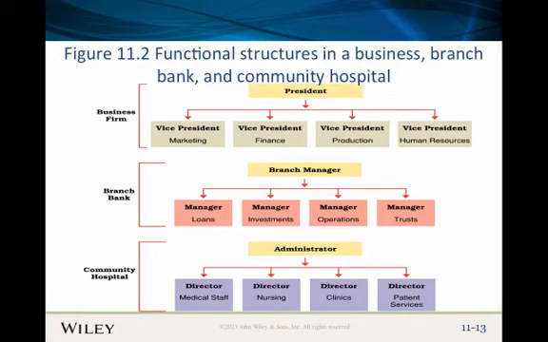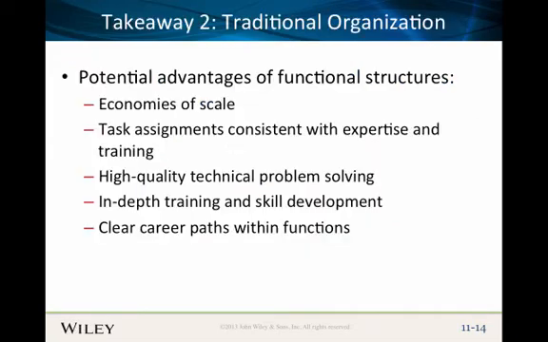And that's an illustration of what a functional structure will look like. At the very top, you have the president, then you have the vice presidents of all of their different functional areas. You have marketing, finance, production, human resources. Below them, for a branch, you have a branch manager. You have loans. All of these are functional areas right here, and that's how the organization is broken up. It's departmentalized.